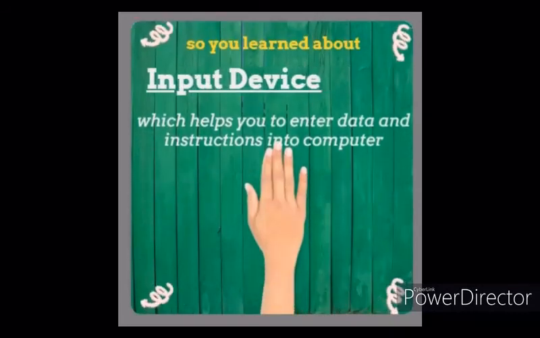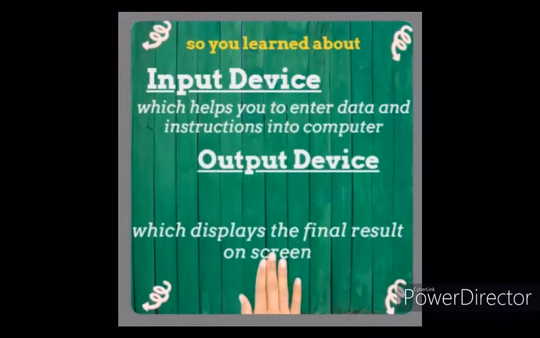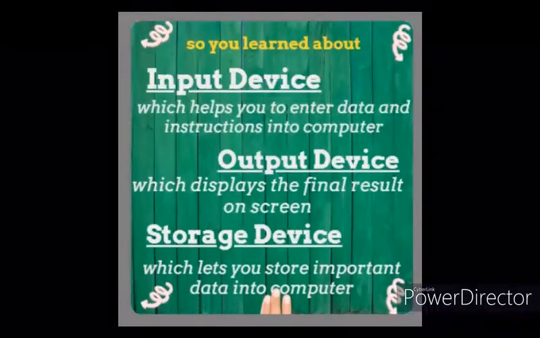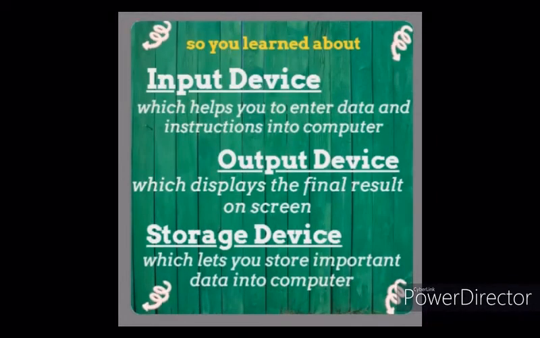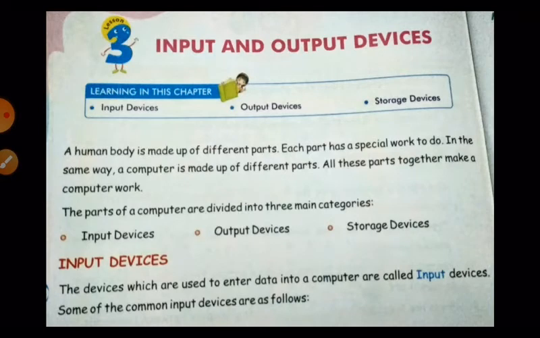So, in this video, you got to learn about input devices, which help you to enter data and instructions into the computer. Output devices, which display the final result on screen. And storage devices, which let you store important data in the computer. So students, in that last video, you learned about input, output and storage devices and what they are and how they help us in our work. Now let's move towards our chapter and we'll do the book reading together.